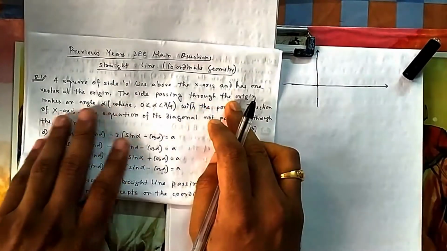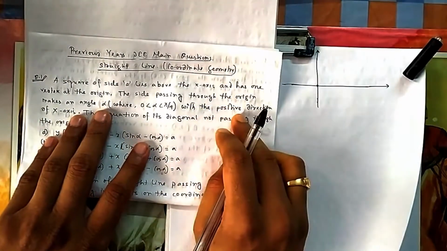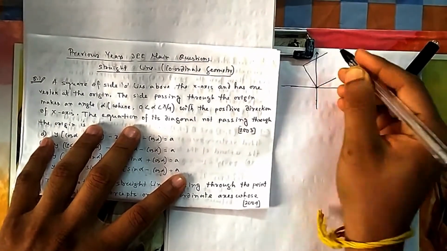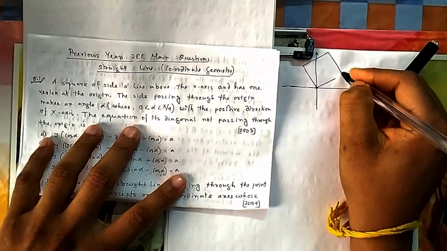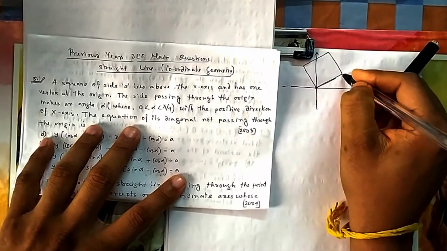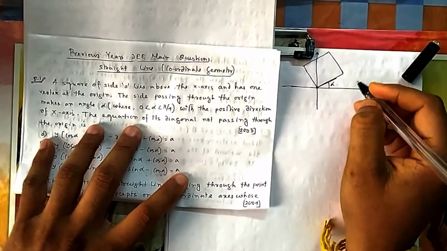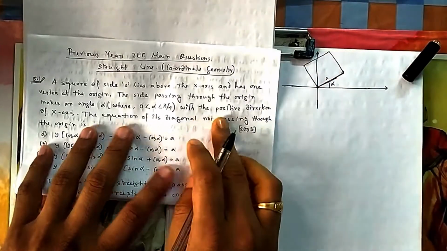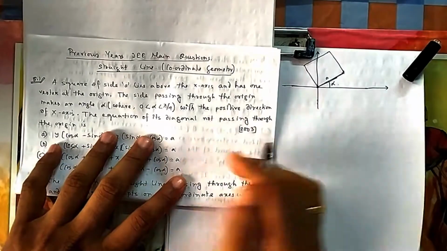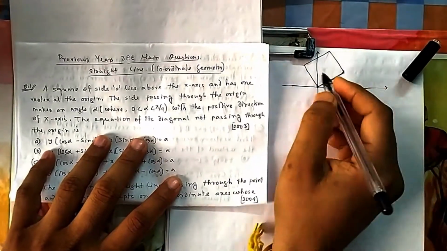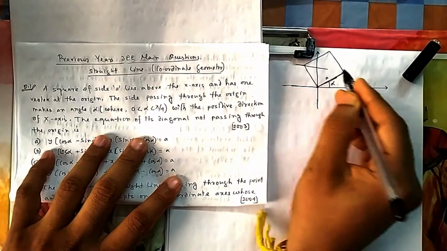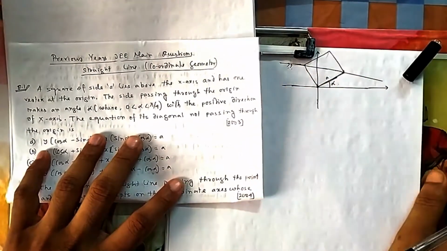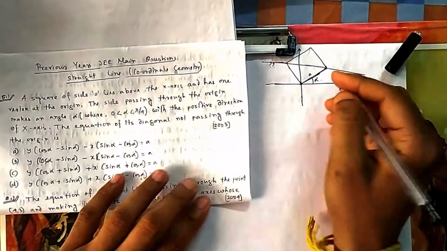The side passing through the origin makes an angle alpha with the positive direction of the x-axis. So it will be of this fashion. Suppose this is a square, so this is alpha, and this length is given as A. The equation of the diagonal not passing through the origin: one diagonal is passing through the origin, so they are not asking this one, they are asking this diagonal. So the equation of this line they are asking, in terms of alpha obviously and A.